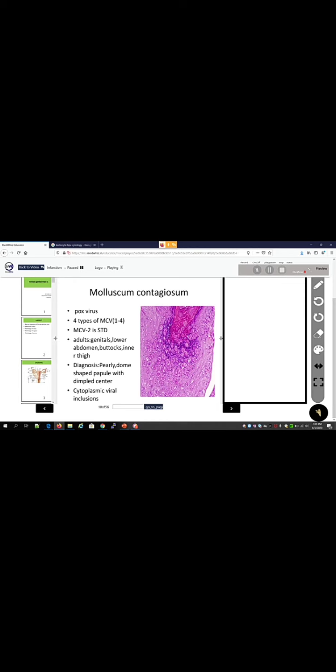On microscopy, we can mainly see viral inclusions. So this is an H and E section, where we can see cytoplasmic inclusions, which is the diagnostic feature.